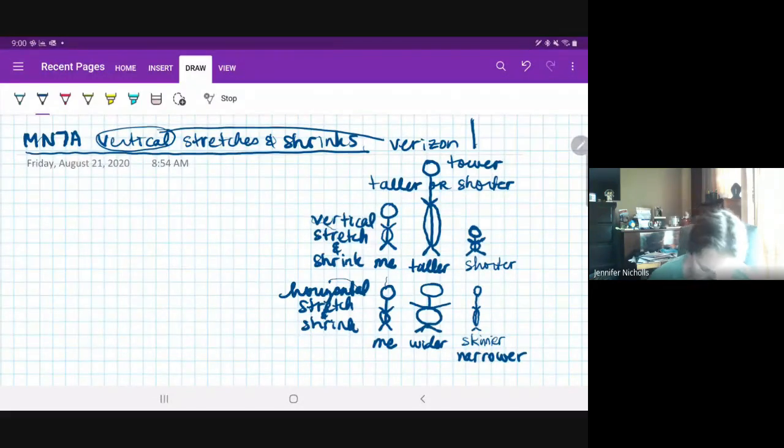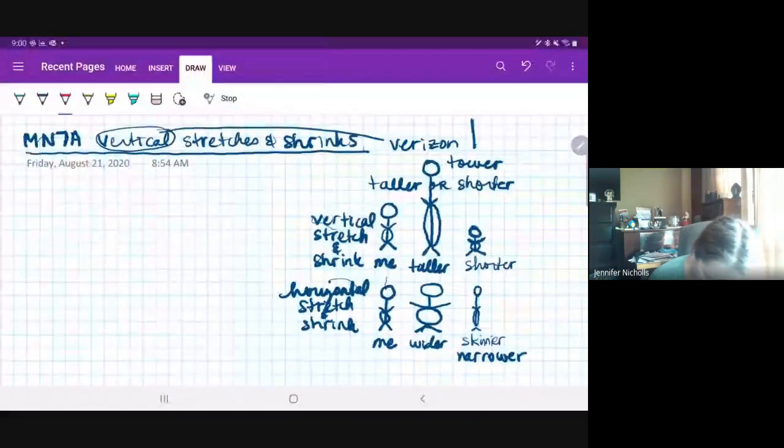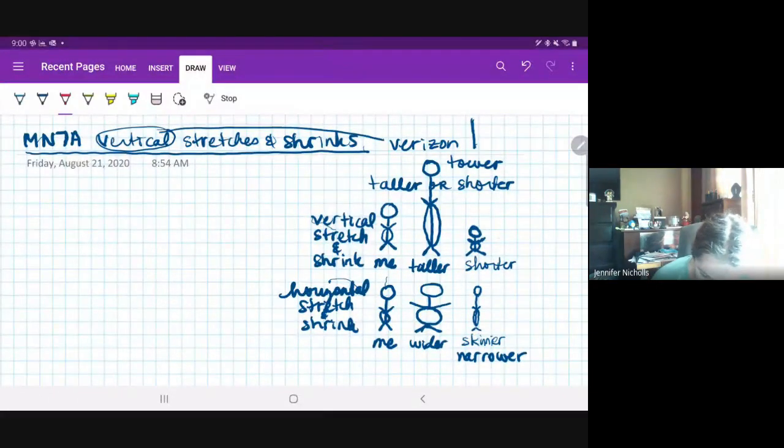Let me write these in red so you can see them. Shorter, well, we'll call this absolute value. So there's absolute value. That's me. Taller is going to be like 2 absolute value of x. And shorter is like 1/2 absolute value of x. So fractions make it shorter.